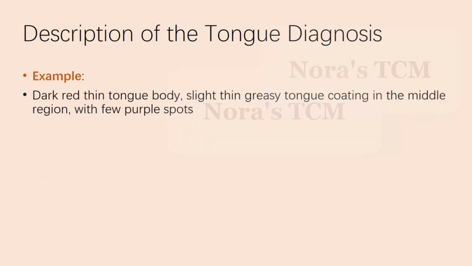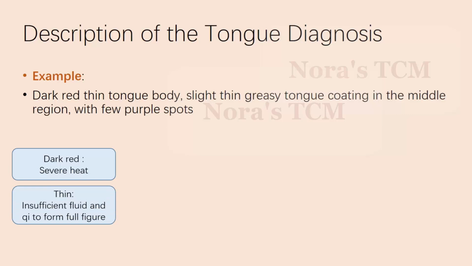So let's have a look at this kind of description of the tongue. Dark red means severe heat in the body. Thin means insufficient body fluid and qi to form the full shape of the tongue. Few purple spots means there's a stagnation of the blood, but it's mild, so there are few purple spots.